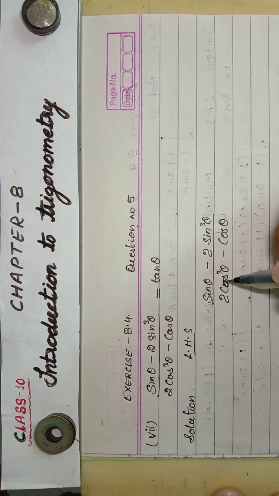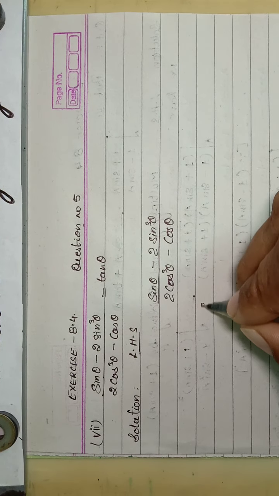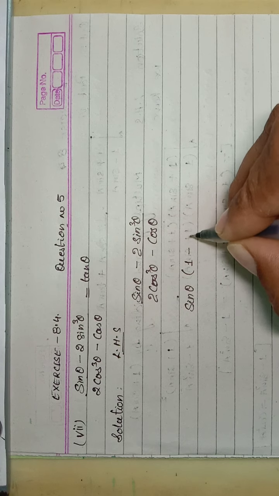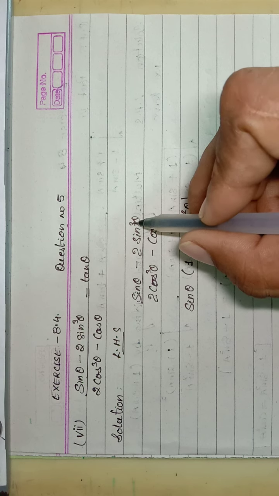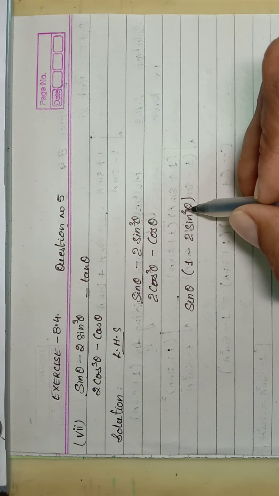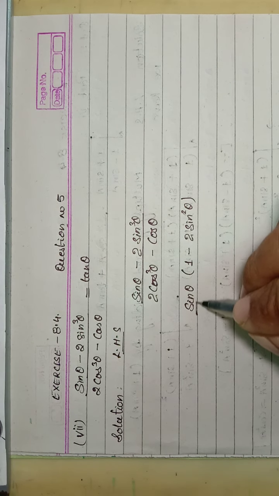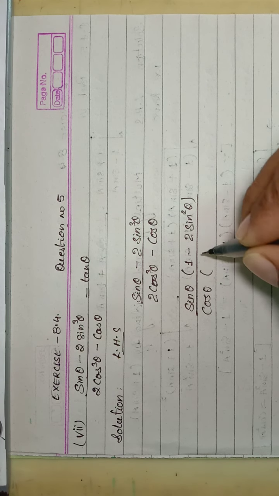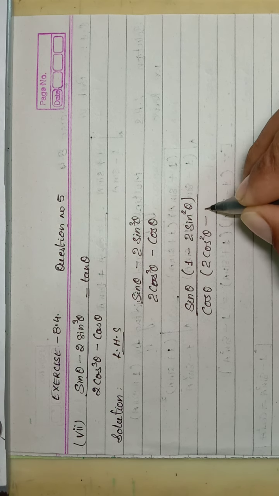Now you can see here we can take the common sine from this step. If we take the common sine out, here you will have sine theta, and inside you have 1 minus 2 times sine square theta. What happened? From this cube we have taken one common out, so here we have a square theta, and in place of the sine that is already taken as common we have 1. In the same way, if we take cos theta out, inside you have 2 times cos square theta minus 1.